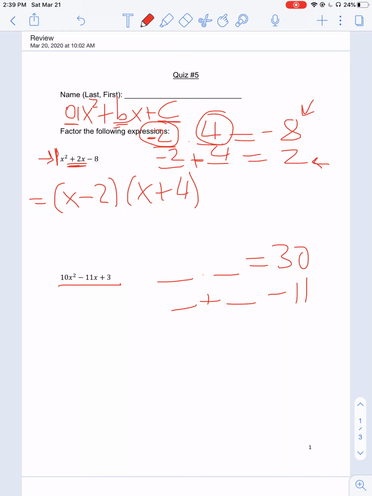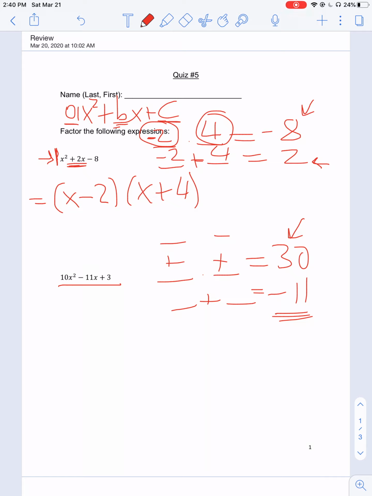So how do you find the combination? This one's kind of tricky. Again, just try it. Start with 1. 1 and 30 will not work. Because 30 is positive, either both of them have to be negative or both of them have to be positive. That's right. So for you to get 30, either both numbers have to be positive or both of them have to be negative. But because your sum is negative, that means both numbers have to be negative.